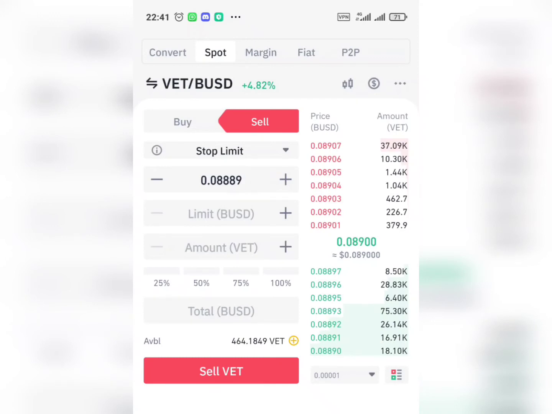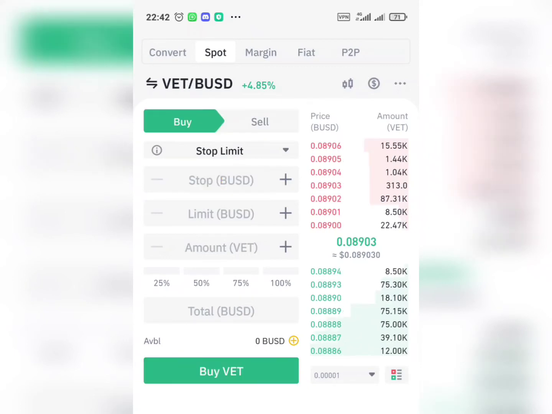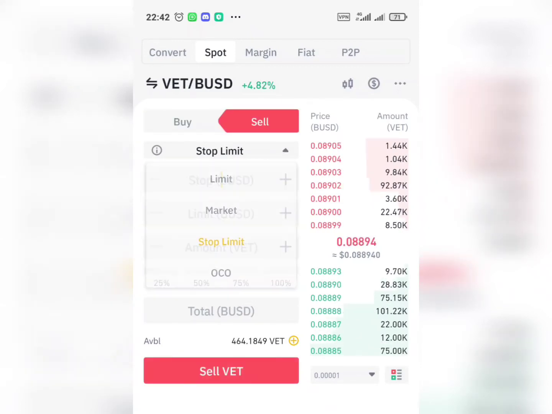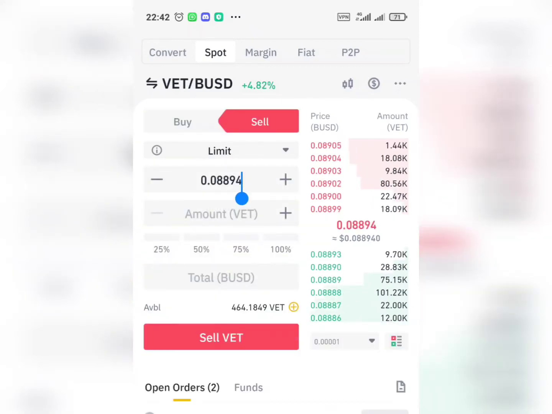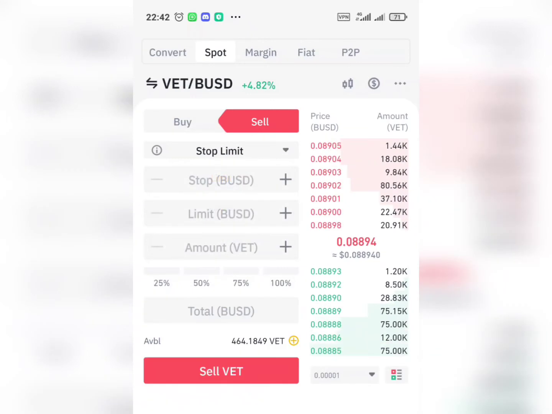All you need to do is, let's take for example now you bought a token at, let's just say this is your entry price. And then you bought the token using limits at this price. Then for you to set your stop loss, you come here, click on stop limits, and then you put in your price.